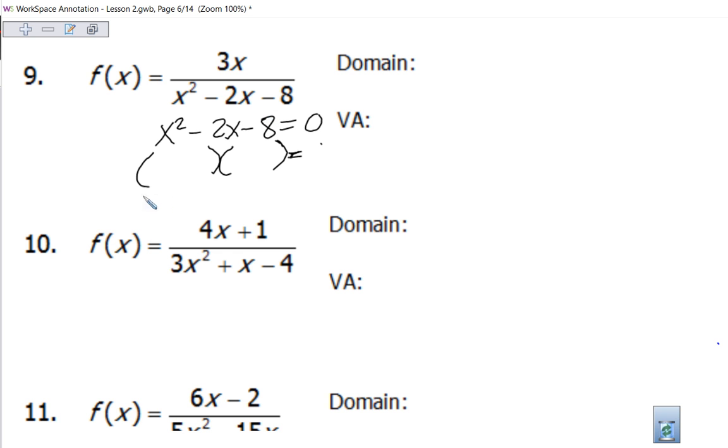Okay, so now I need to find 2 numbers that multiply to negative 8. So we're going to have negative 1 and 8, negative 2 and 4, negative 4 and 2, negative 8 and 1. What do I need to add up to? Negative 2, so which pair adds to negative 2? Negative 4 and 2. So one of these will be x minus 4. The other will be x plus 2.